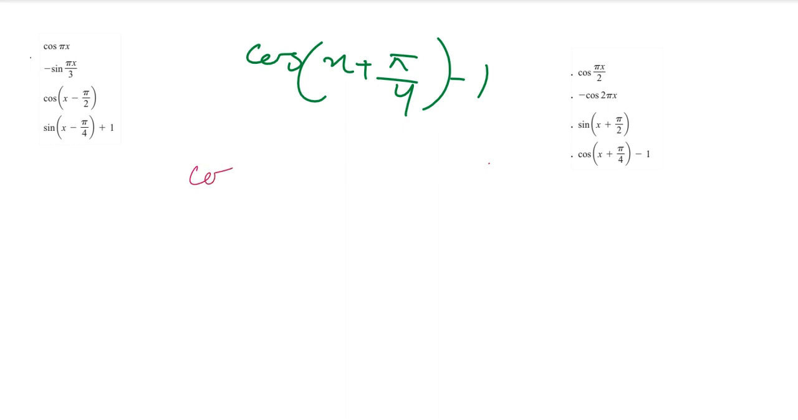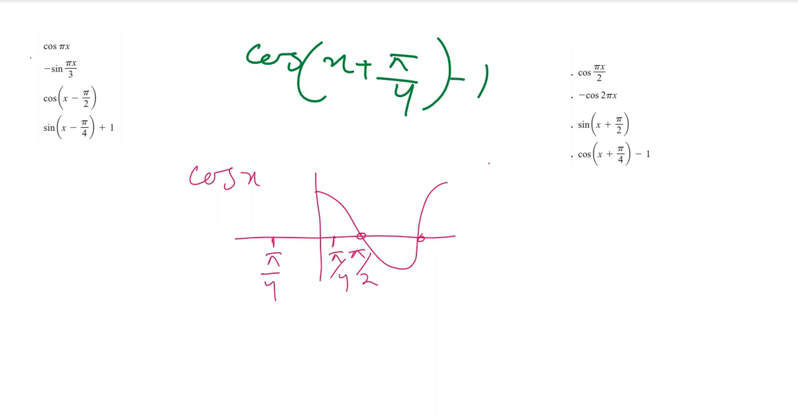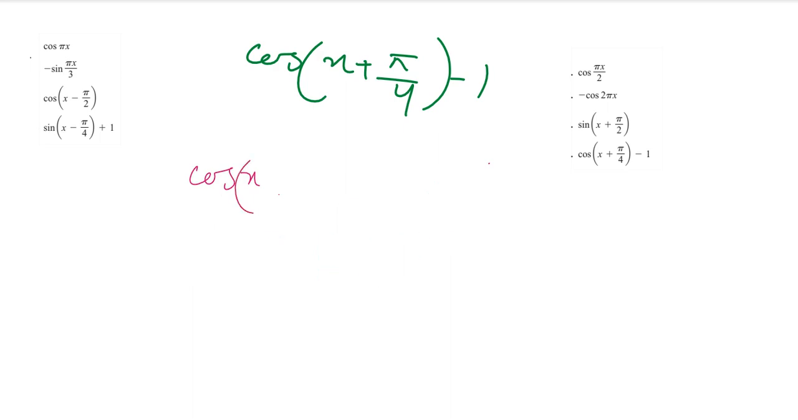So we know cos x is in this form. We have to move it a bit to pi by 4's point. We know this point is pi by 2, and over here our pi by 4 will lie. So the start of our graph will start from here, like this, cos x plus pi by 4, because we need to move the graph to the left side.